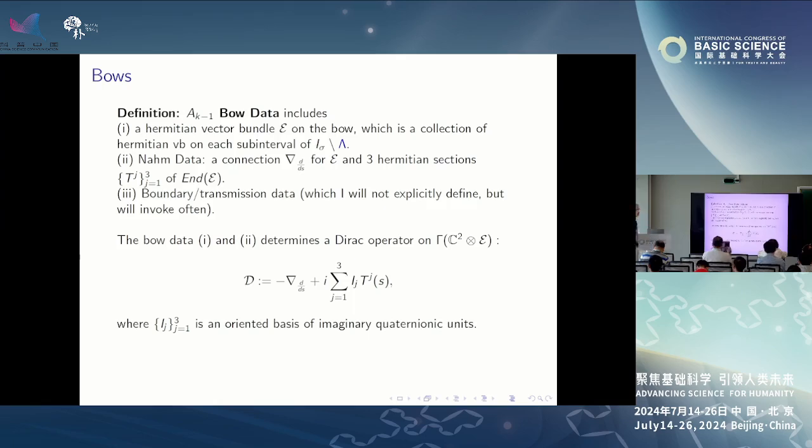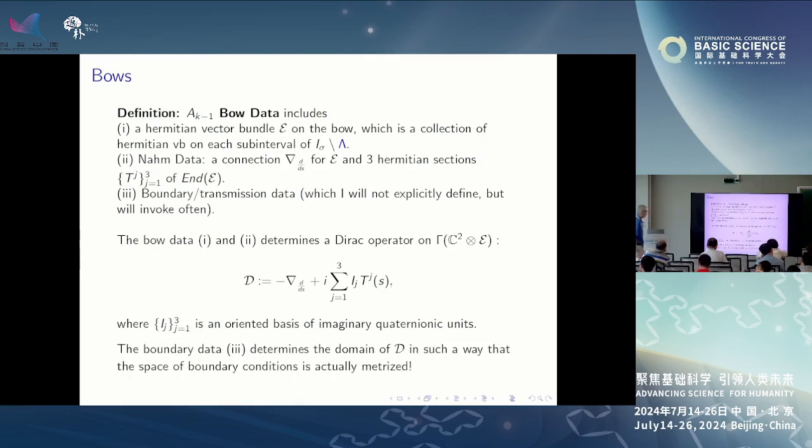Remember, S plus was trivial before, a trivial C2 bundle. Now we're going to replace that by just a C2 bundle. And so we get this Dirac operator on C2 tensor E. You should think of that as like S plus tensor E. And the Dirac operator is just going to be our connection, plus we have a sum of i_j t_j times the square root of -1, where the i_j's are just an oriented basis of imaginary quaternionic units. So if I wasn't summing, I just would have said i, j, and k.